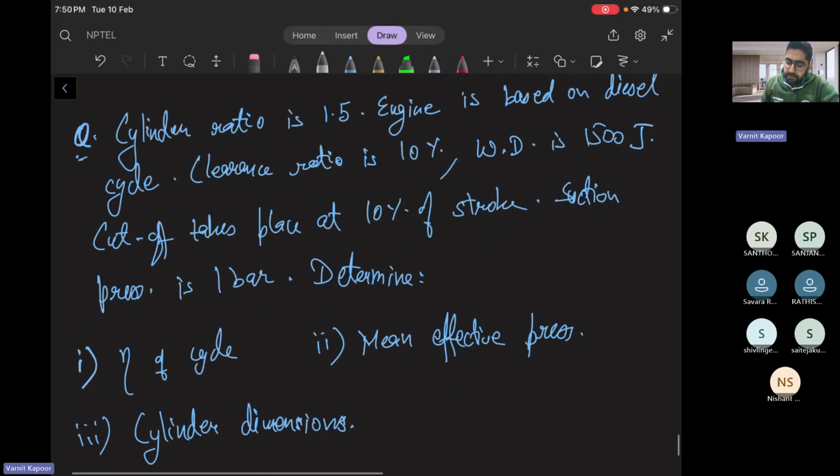So again, it's a cylinder ratio, that is L by D ratio or over square ratio, that we have already seen. It's given to be 1.5. Engine is a diesel engine cycle. Clearance ratio is given as 10%, that is, your C is given 0.1. Net work done is 1500 joule of the cycle. Cutoff takes place at 10% of stroke. Just now we saw that rho minus 1 is 0.1 times of r minus 1, the relation. Suction pressure is 1 bar. You need to find the efficiency of the cycle.